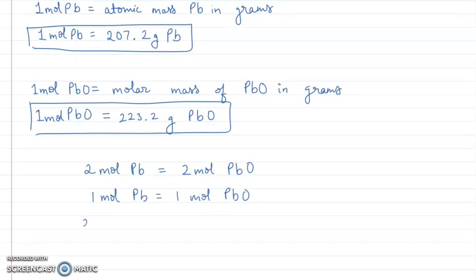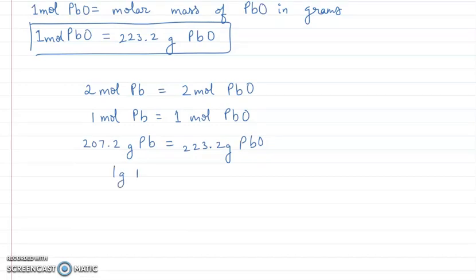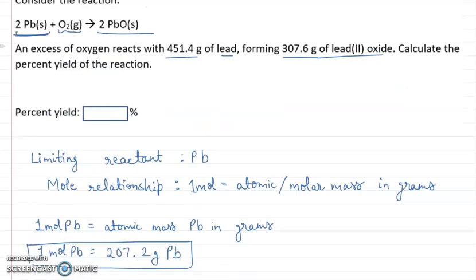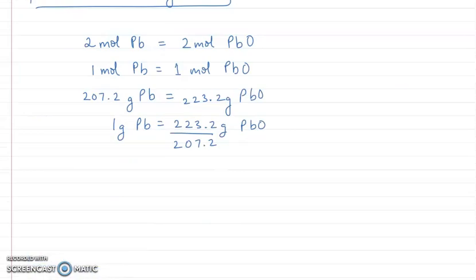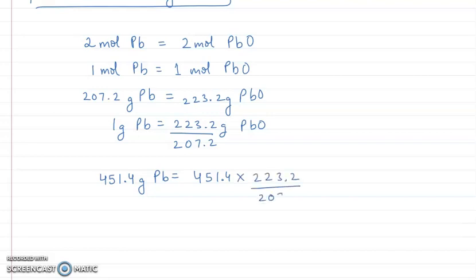So 1 mole of lead is equivalent to 207.2 gram of lead, and 1 mole of lead oxide is equivalent to 223.2 gram of lead oxide. So we have to use the unitary method. 1 gram of lead is equivalent to 223.2 divided by 207.2 gram of lead oxide. But we are given that 451.4 gram of lead is reacting. Then 451.4 into 223.2 divided by 207.2 gram of lead oxide would be formed. That is equal to 486.257 gram. So we have the mass of lead oxide formed.